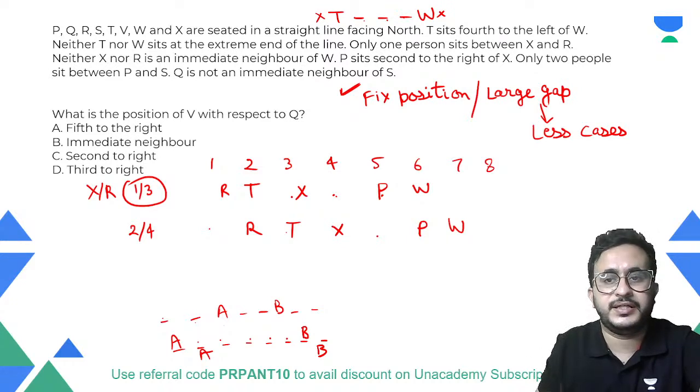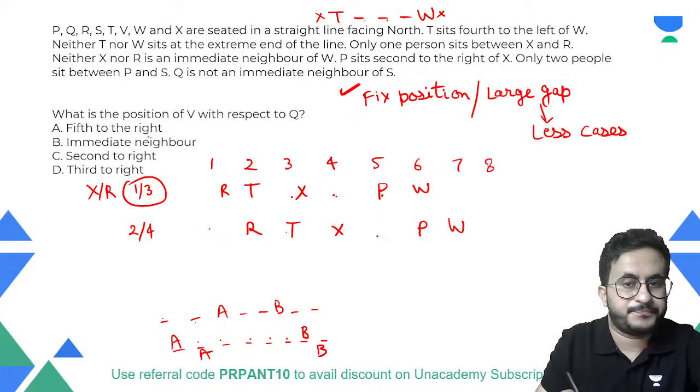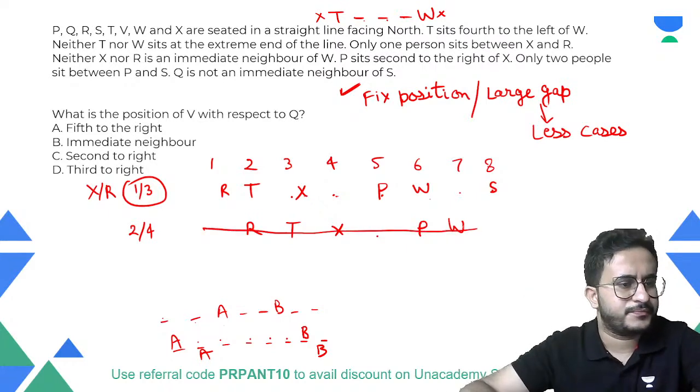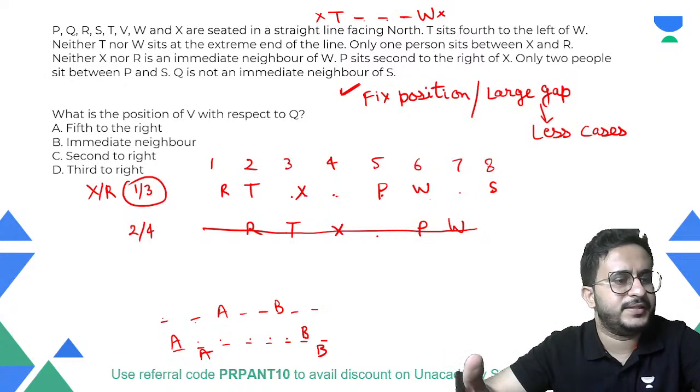Now next, only two people sit between P and S. Two people between P and S. This is P, 1, 2, S. 1, 2 not possible. So 1, 2, this will be S. In this case, 1, 2 no possibility, 1, 2 no possibility. So that means this case gets rejected. So we just keep making cases and then eventually eliminate the possibilities.